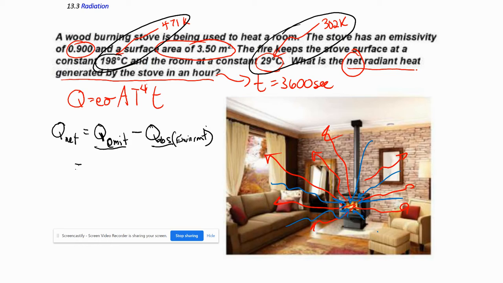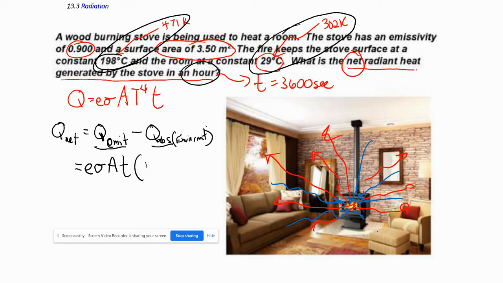So when we solve this, the emissivity is the same. It doesn't matter whether you're emitting or absorbing, the value is the same. Sigma is also the same, so that'll just get pulled out. The area, when you're emitting and you're absorbing, you have that same surface area. The time is going to be the same because we're doing this for an hour, but it's this temperature.